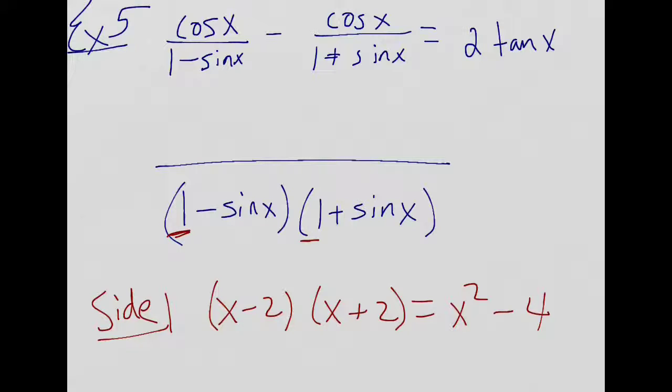So it'd be 1 times 1, which would be 1, and then your sign in the middle is going to be minus, like it was in the bottom there, and then sine x times sine x is sine squared x. And I'll rewrite that bigger in just a second. But if you've got room, you could go ahead and write it. So that's our common denominator.